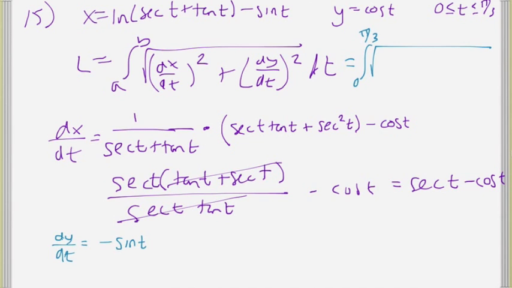Square root of, and then I would want to take the x derivative, which is secant t minus cosine t, square that, plus negative sine t squared dt. And you can finish it.